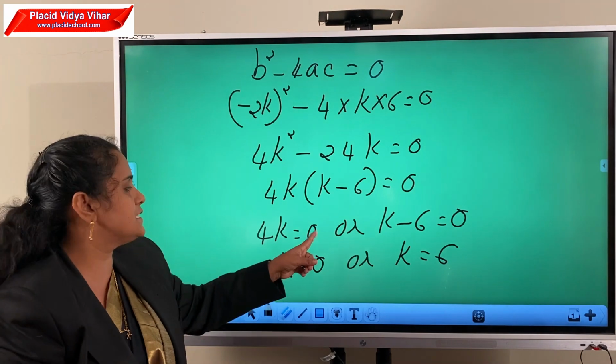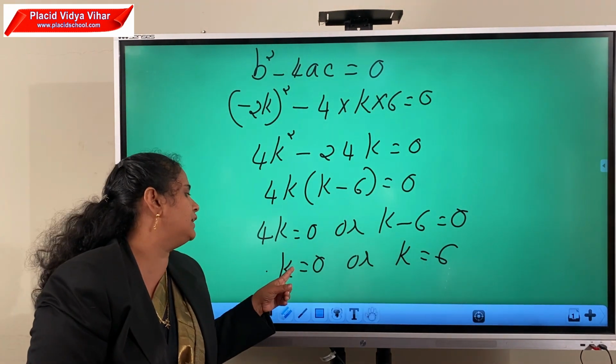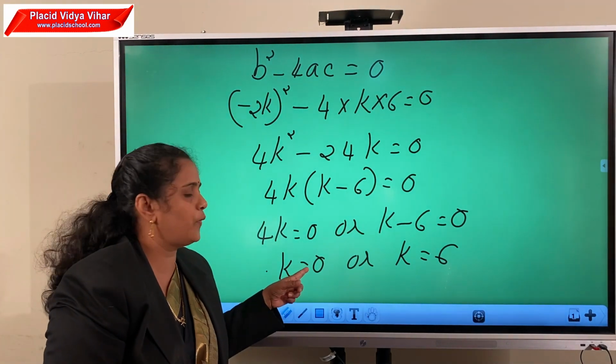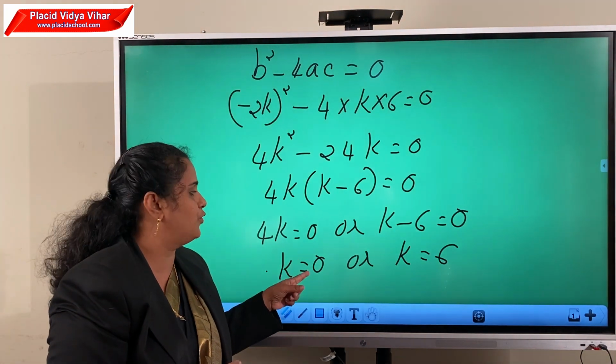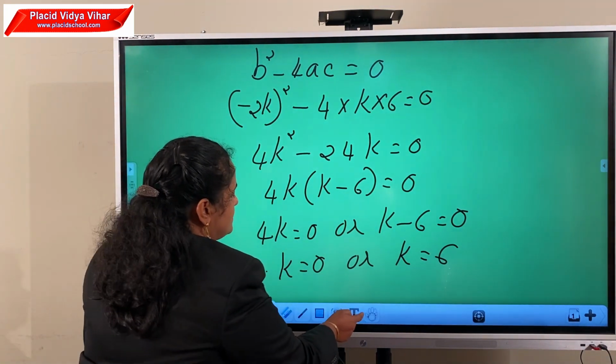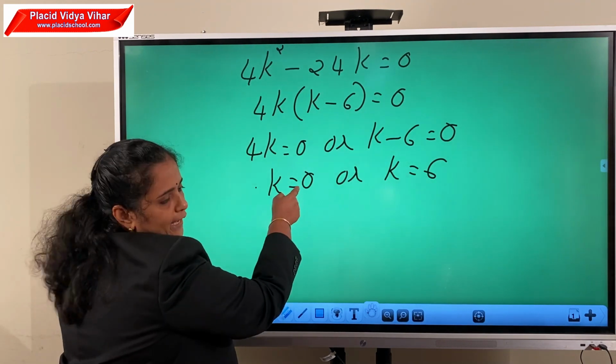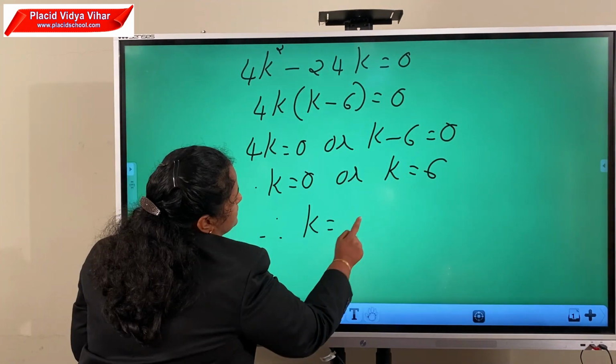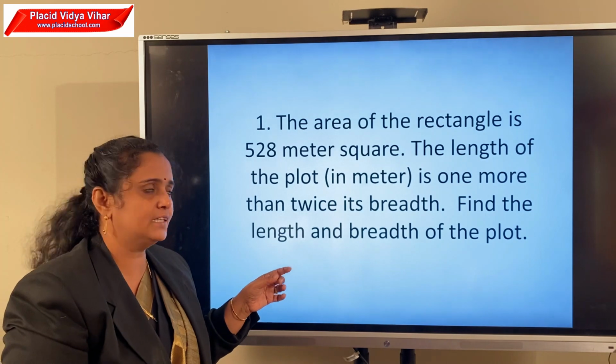But this equation is a quadratic equation. If you substitute k is equal to 0, that equation is not a quadratic equation. Therefore, the value of k is not equal to 0, in this case k is equal to 6. Then we can start the word problem.